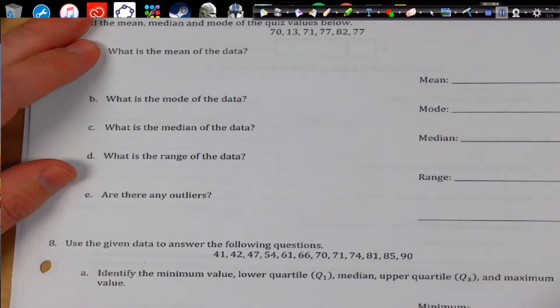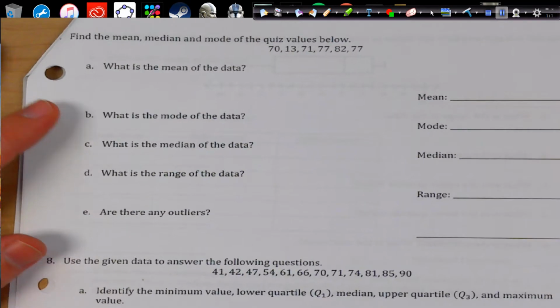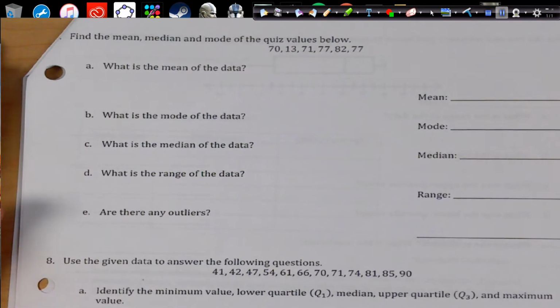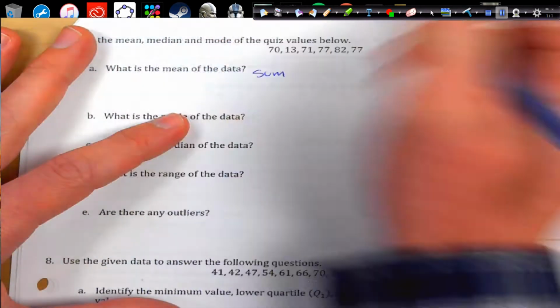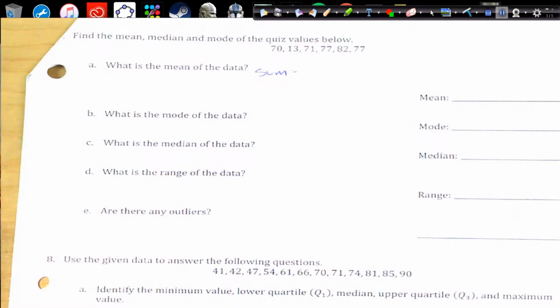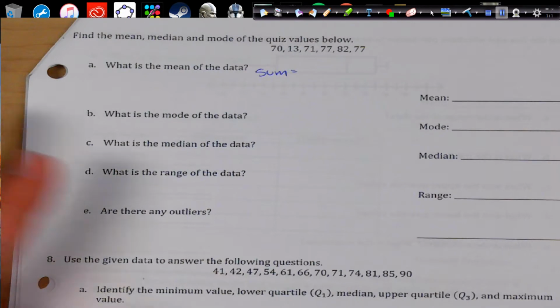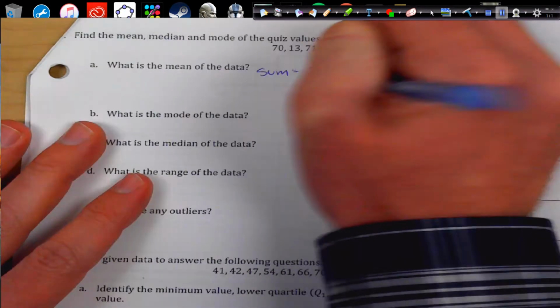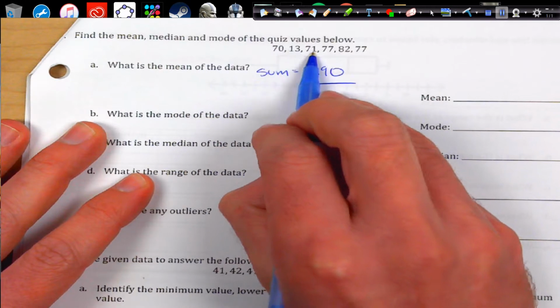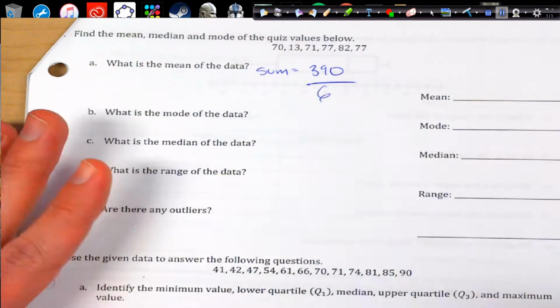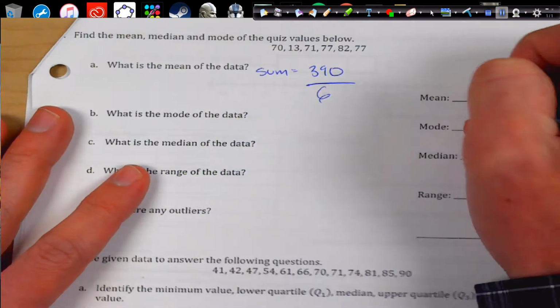All right, find mean, median, mode of the quiz. For the mean, we're going to add them up, so we're going to find the sum. So we're going to add all these up: 70 plus 13 plus 71 plus 77 plus 82 plus 77, and we're going to get 390. Then I divide by the total number, 1, 2, 3, 4, 5, 6 items. So we divide by 6, and we're going to get our mean of 65.